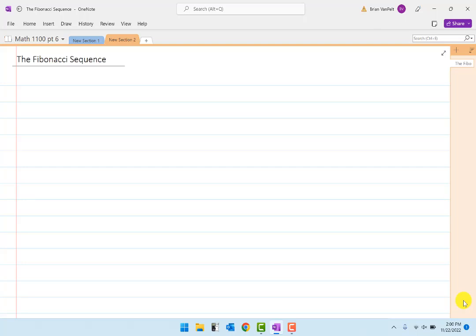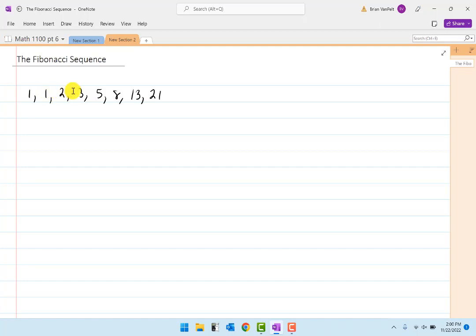In this section, we're going to look at a remarkable sequence of numbers. It looks like this: 1, 1, 2, 3, 5, 8, 13, 21. Now, the way I'm getting these numbers is in the following fashion. If I take two previous numbers and add them together, I get the next number.